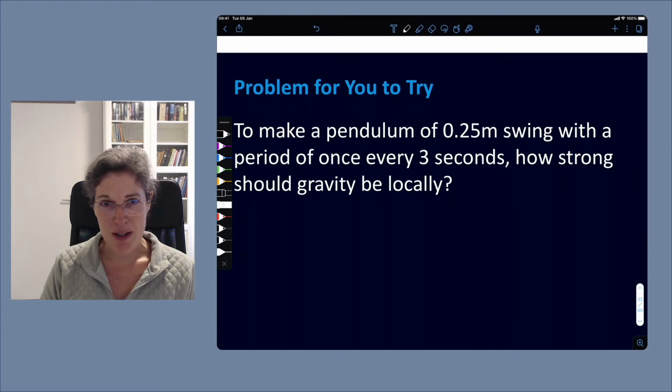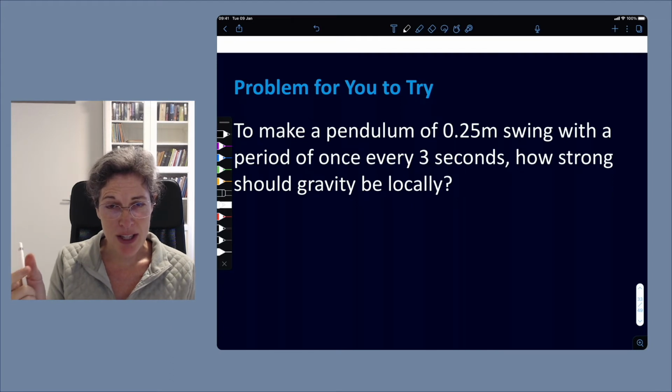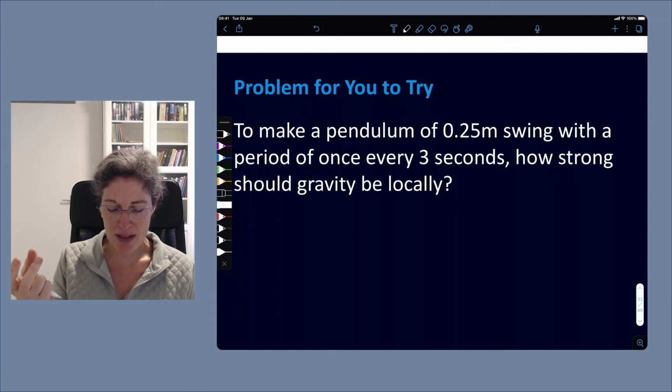So here's turning this round a little bit. You can think about how if you were on a planet and you didn't know what the gravity was, if you knew the length of a pendulum and you saw how long it took to oscillate, you could work out the gravity. So here's something for you to try. Imagine we've got a pendulum of 0.25 meters and it swings once every 3 seconds. What is the local gravity? Take a moment to figure that out.